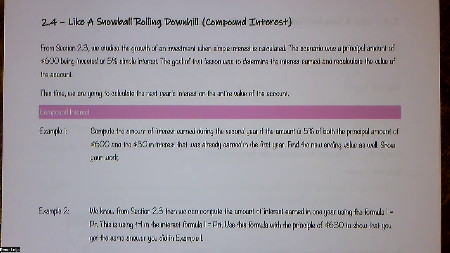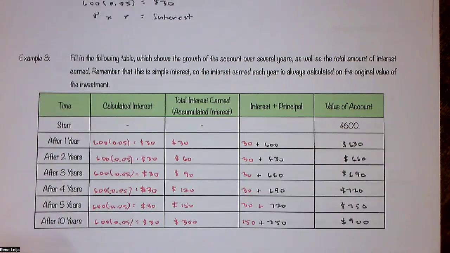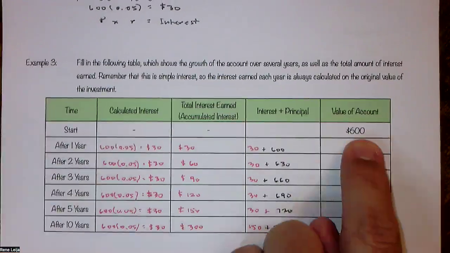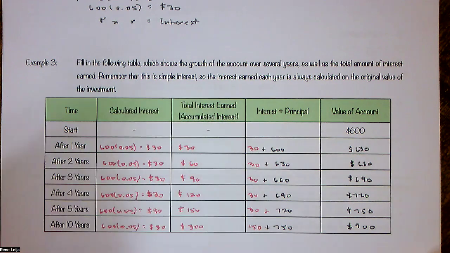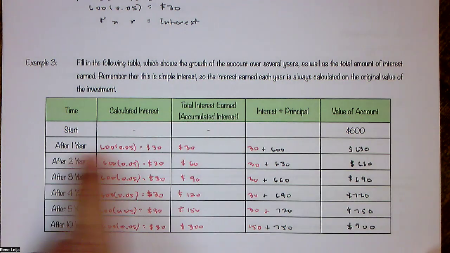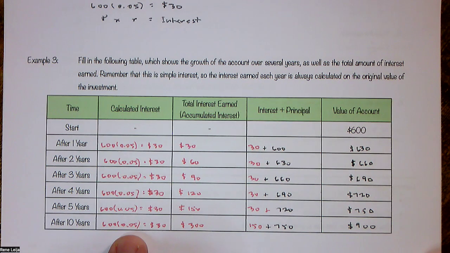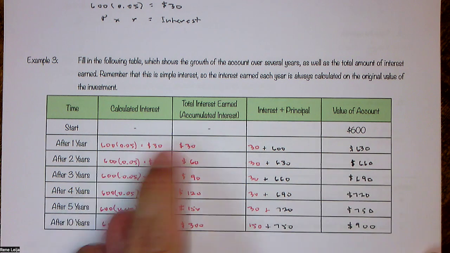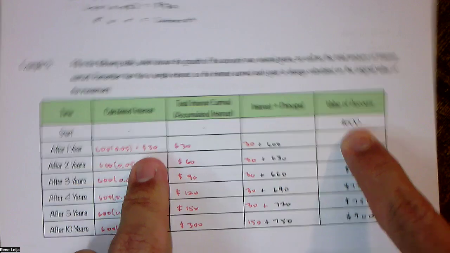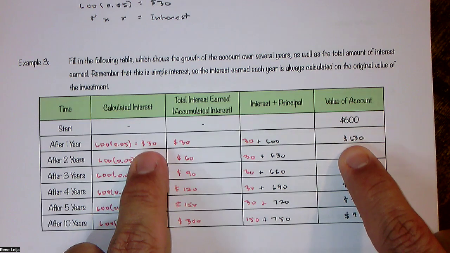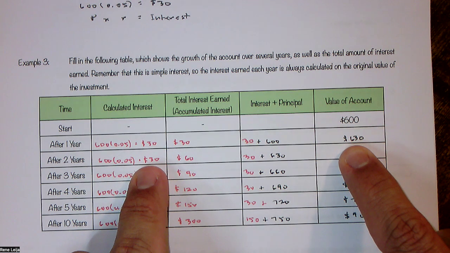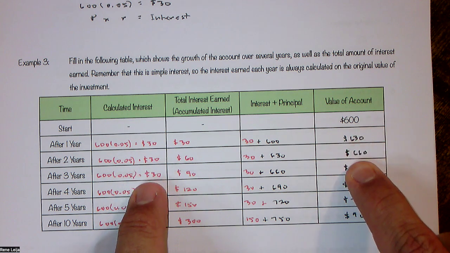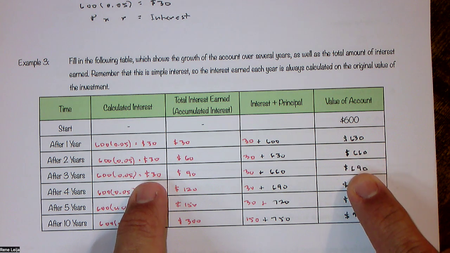So here's what we did. We filled out this chart. So we invested the $600 at 5%. And so every year, our interest was the same because we were calculating simple interest. And then that amount of interest was added to our value in the account. So that's what increased to 630. Then the next year we earned another $30, so I added that to the 630 to get 660. The next year we earned another $30, so I added that to the 660 to get 690 and so on.